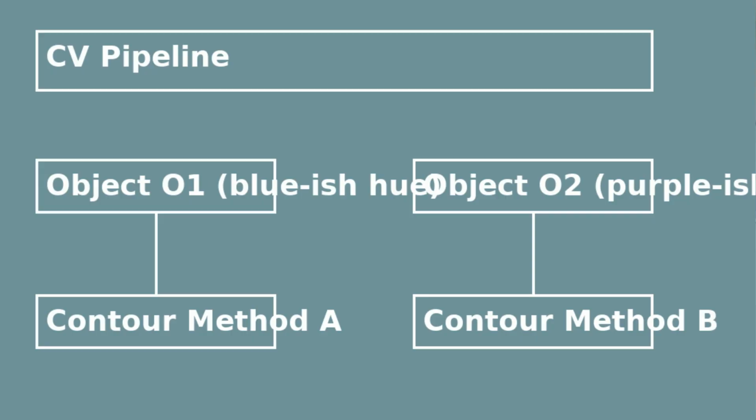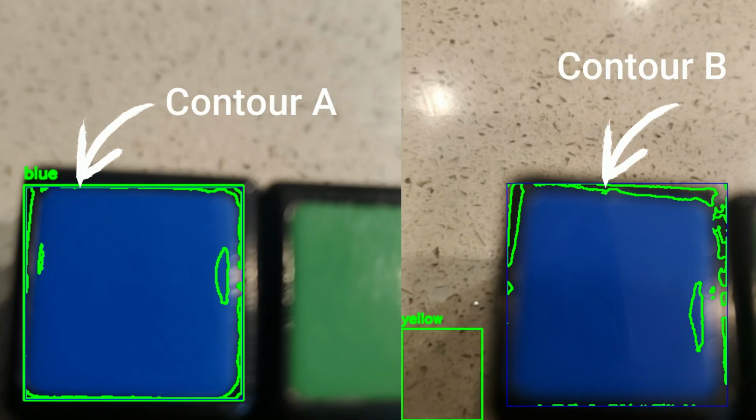In every real CV system, you have a pipeline, and inside that pipeline, there are branching decisions, like code branching or logic branching decisions to be made. Example, if hue looks closer to blue, take contour method A. If hue looks closer to purple, take contour method B. And by contour method, I mean contour detection, a very common operation that we do for recognizing objects or classification tasks in vision-based AI.